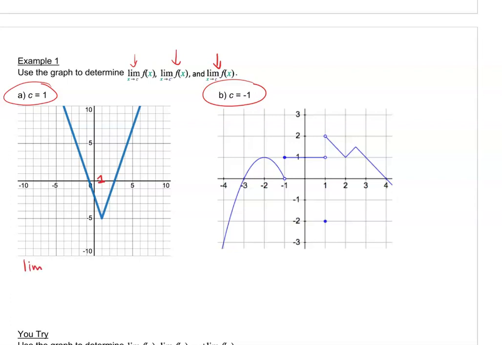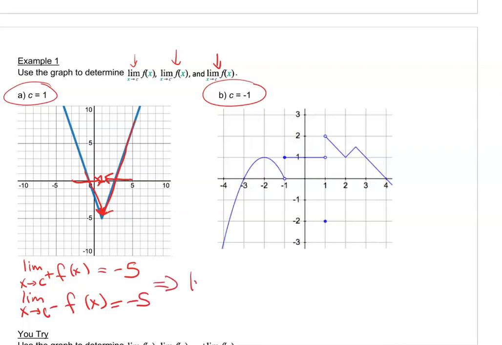So the limit as x approaches c from the right, that means I'm starting from values that are greater than 1 and approaching 1. So that's this side. It looks like on the right-hand side it wants to approach the y value of -5. But it also looks like it's approaching the same thing on the left, right? So we could say that the limit as x approaches c from the left of the function also equals -5. So therefore, the two-sided limit exists and equals -5, since both the right-hand and the left-hand limits equal -5.